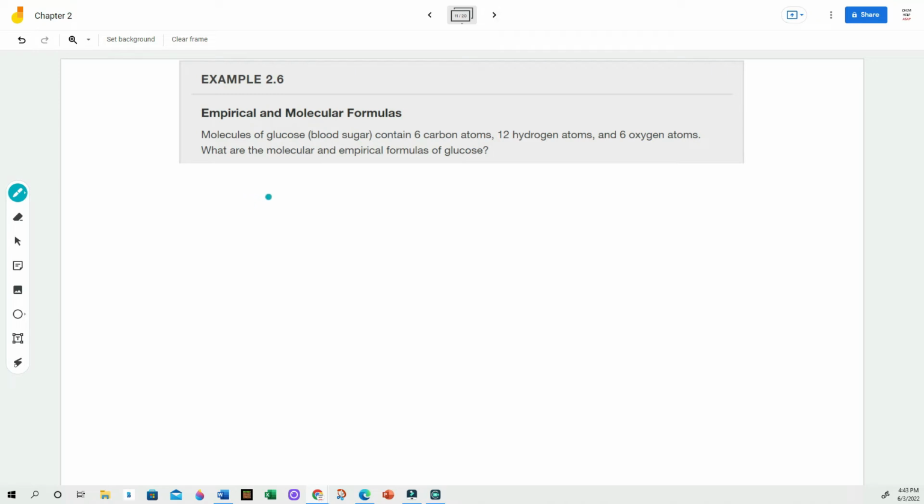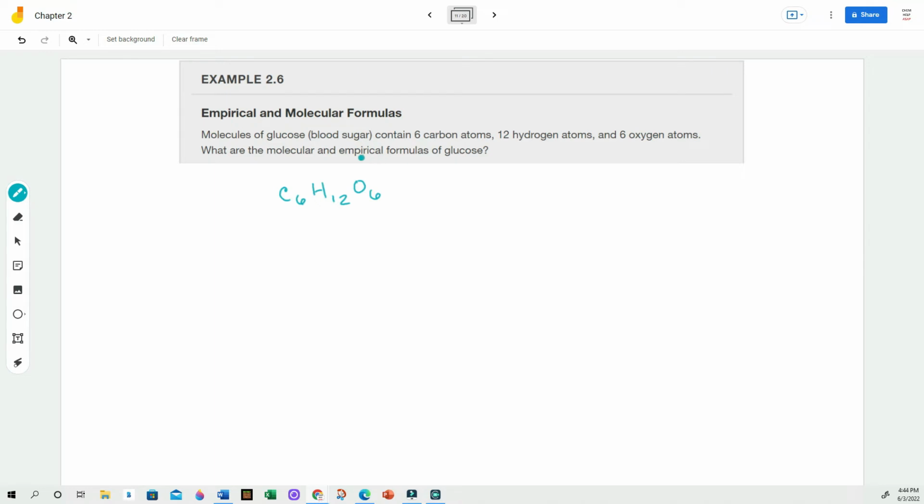So we're starting with our carbon atoms, and they tell us we have 6 of them. So remember, the 6 becomes subscripted. For our hydrogen atoms, the symbol for hydrogen is H, and we have 12 of them, again, subscripted. And then we have 6 oxygen atoms. So that is O with a 6 subscripted. So this is the molecular formula for glucose.